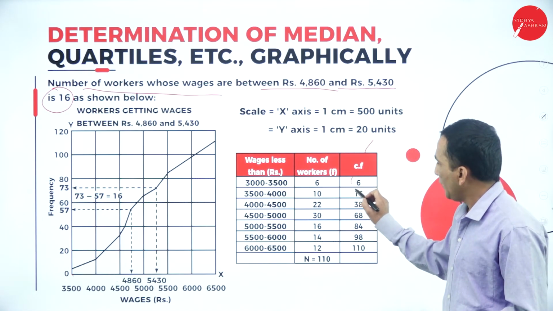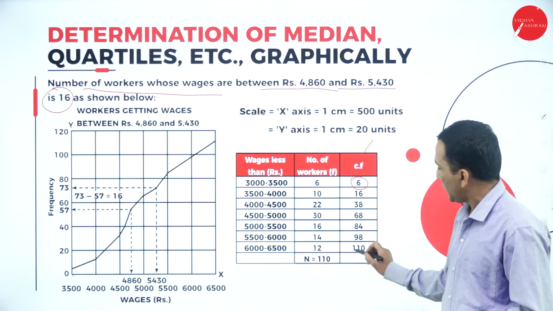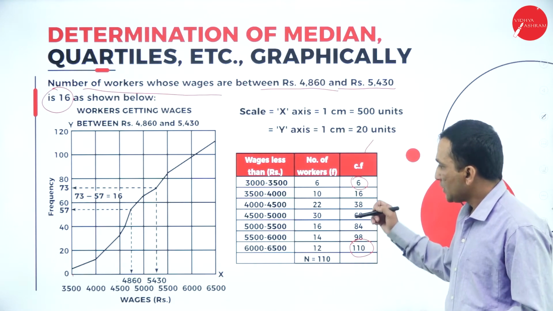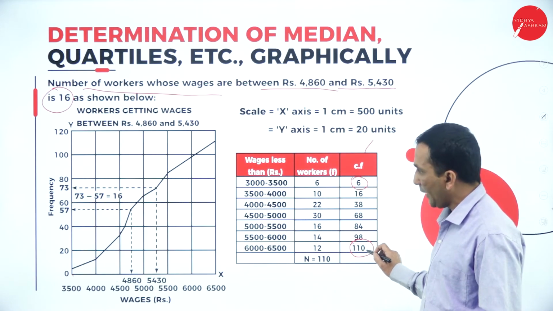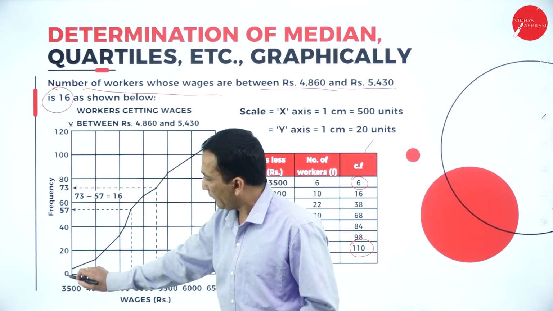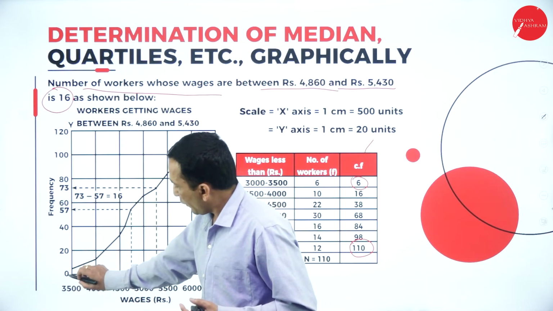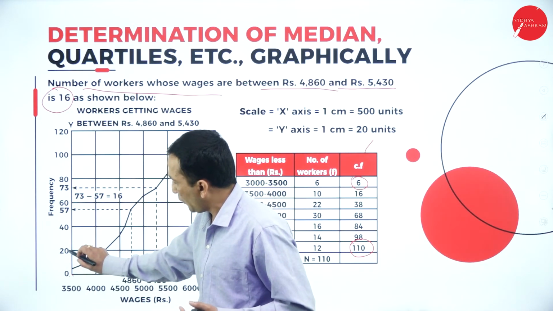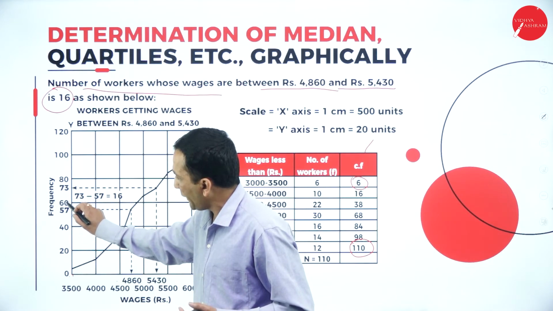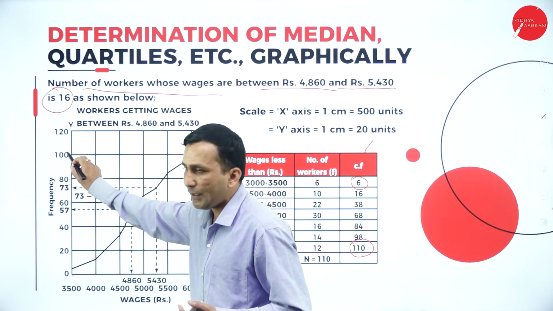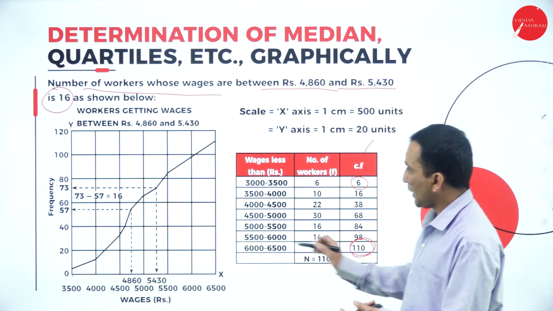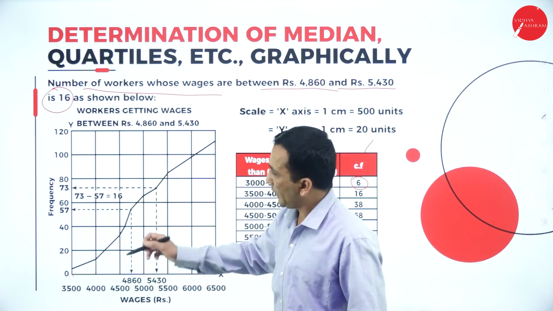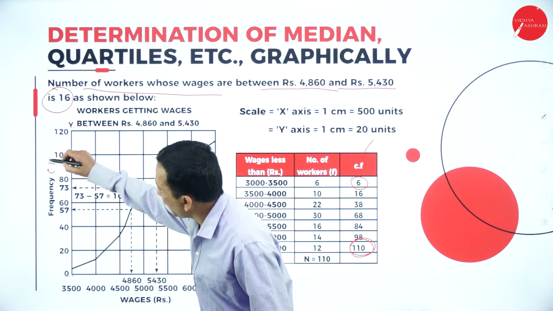Now the minimum value, the least value, is 6, and the maximum value is 110. So from the y-axis, I will take a difference of 20: from the origin 0 to 20, 20 to 40, 40 to 60, 60 to 80, 80 to 100, 120. The maximum value is 110, so that's what I have written. The frequency I have written is the cumulative frequency.